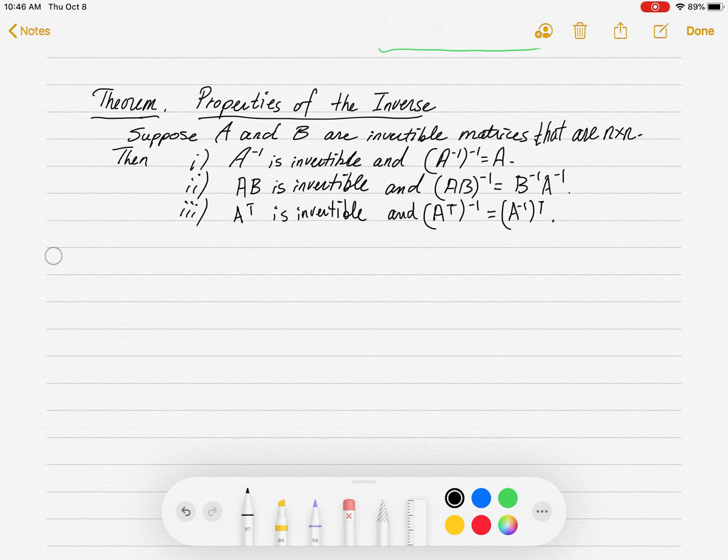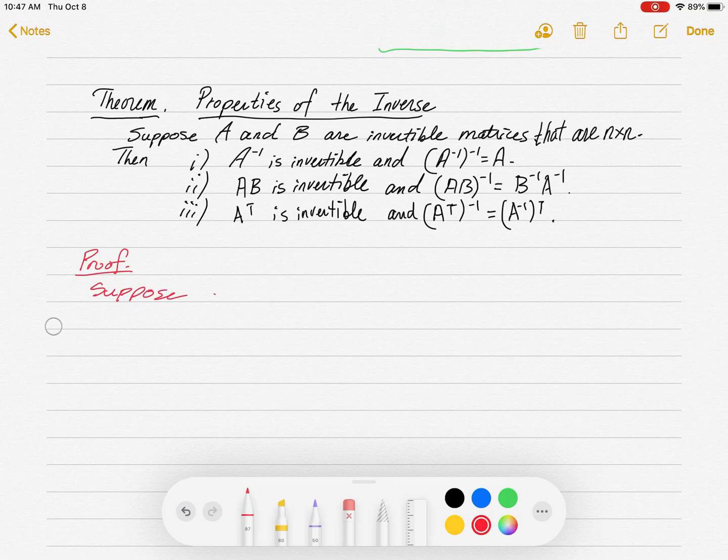In other words, you can say that the inverse of AB is the product of the inverses in reverse order. So how do you say that? The inverse of the product is the product of the inverses in reversed order. And finally, number 3, the transpose of A, that's called A T, right? A transpose is also going to be an invertible matrix if A is invertible. And A transpose's inverse is A inverse transposed.